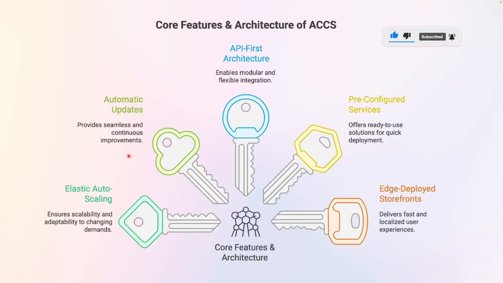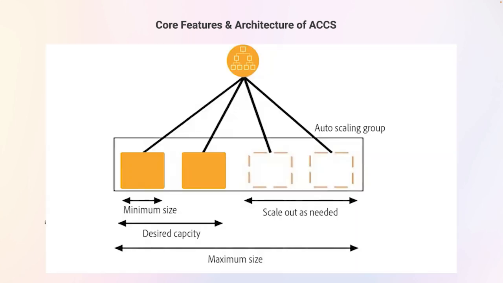Now let's dig into some of these features and how they work under the hood. First, elastic auto-scaling and cloud-native infrastructure. The system monitors resource usage and scales services up or down. You don't have to pre-provision massive infrastructure for peak usage, and resources are elastic.